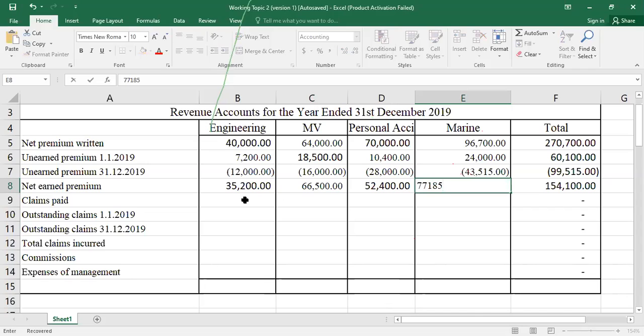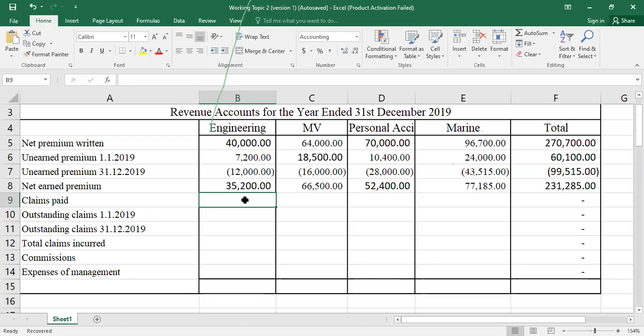Then we go to the claims that were paid. You have the claims that were paid for the engineering. The claims that were paid are debited. It's an expense. It is 96. For the motor vehicle, claims that were paid is 46,500. So you can see where the business of insurance is.